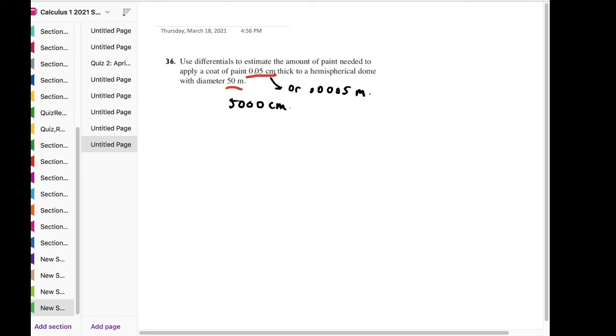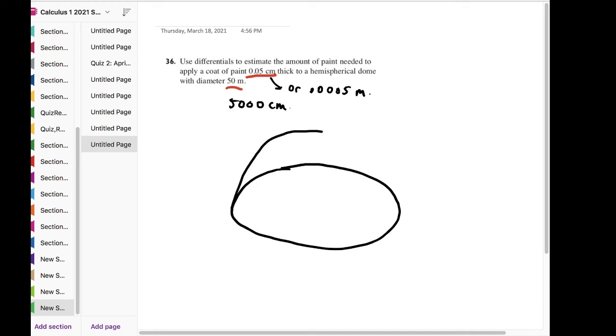So what is going on here? I have a dome, and I want to paint it 0.05 centimeters thick. So first of all, let's draw it, and then you tell me what formula you think you'll need. First of all, what is a dome? They say it's a hemispherical dome. It's very important to understand the interpretation of what's going on here. So the paint is 0.05 centimeters thick.